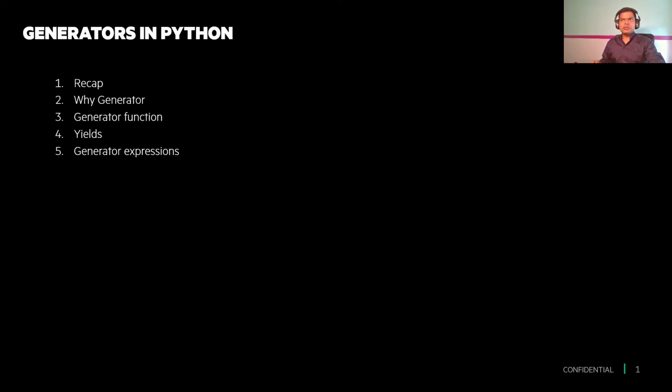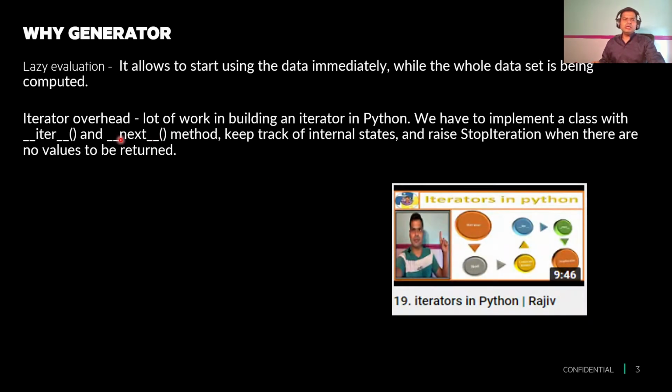So let's keep moving. Let's start with why we need generators at all. One use case could be lazy evaluation. It allows us to start using the data immediately while the whole data is being computed. For that, we have already seen that we can use iterators. If you have not watched my iterators video, then I highly encourage video number 19, iterators in Python.